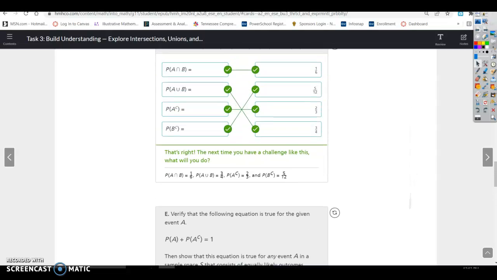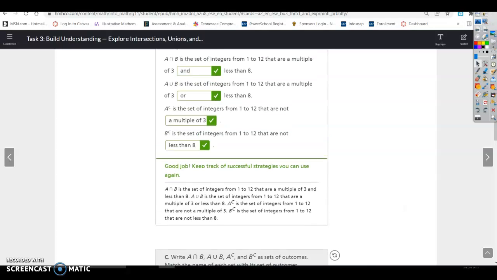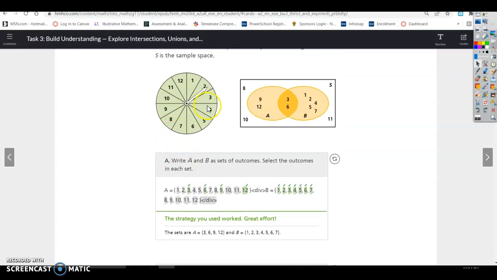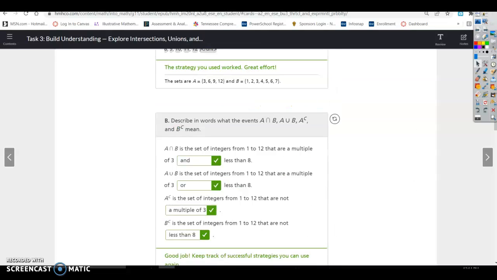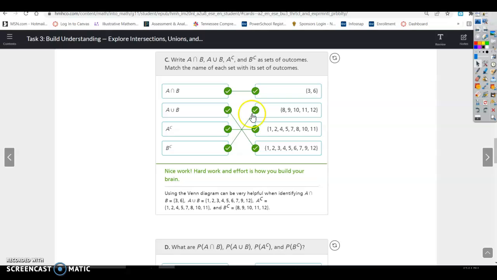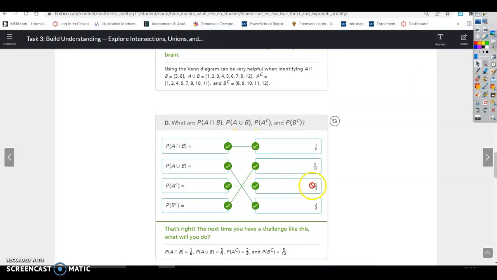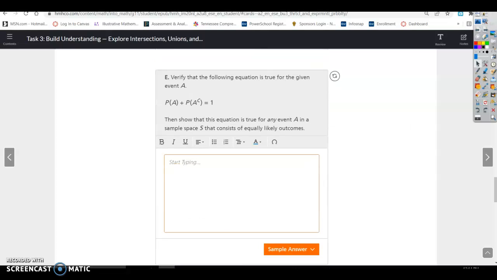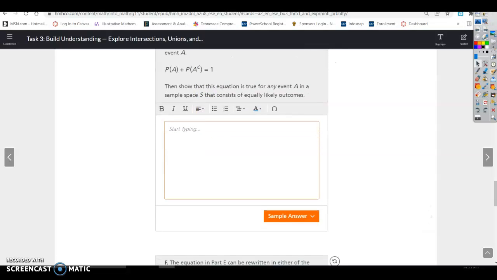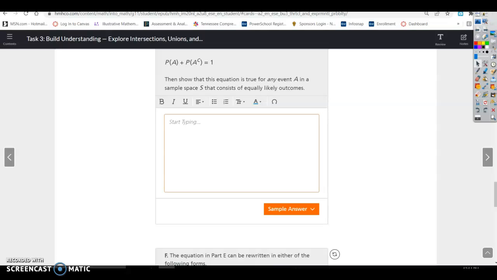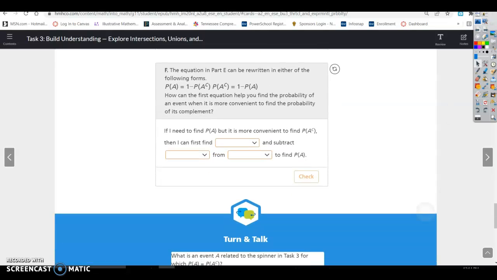So we can verify that by saying the probability of A. What is the probability of A? Probability of A is 1, 2, 3, 4. 4 out of 12. 4 out of 12 is the same as 1/3. And then we already found A complement. A complement was 2/3. So all we have to do is say that 1/3 plus 2/3 equals 1. Okay, so that shows that a sample space and its complement should equal 1 always.